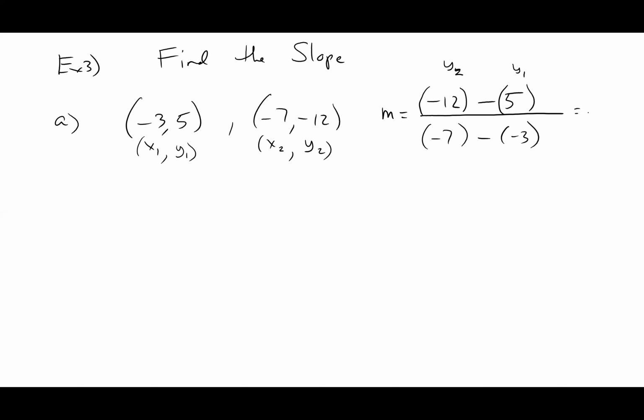Perfect. Okay, so in this case, what I could do is I could change this into addition. And that would give me, looks like -17 over -4. And if you see two negatives in fractions here, they will cancel each other out. So this slope is 17 over 4. And of course, I got to give you fractions here.